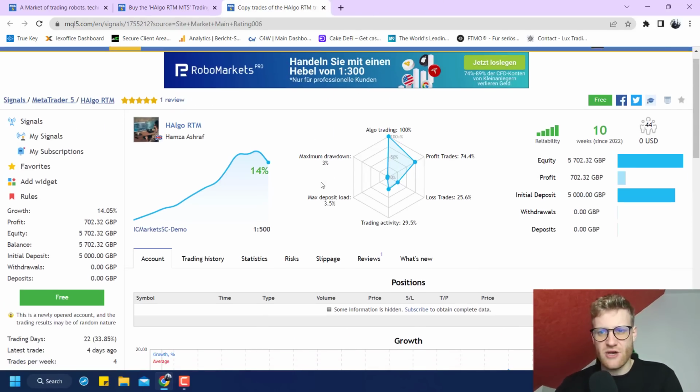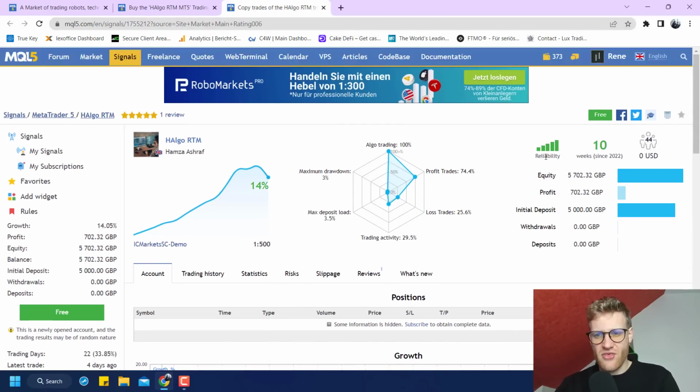And what we can see here, like the first thing I realized is this reliability, which is 5 out of 5. And this is really good. It's not that easy to achieve. I'm not 100% sure how this reliability is measured, but I think this means that the program should be kind of reliable and it's not like completely dependent on the broker that you use.